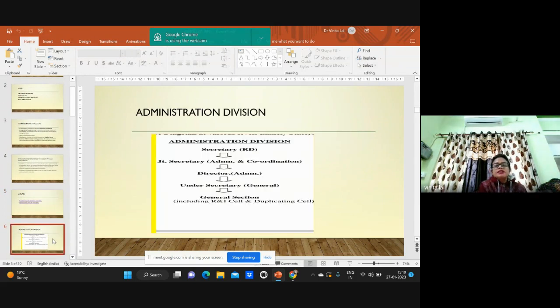This is the administrative division, categorized by secretary, joint secretary, administration and coordination, direct administration, under secretary, general and general section.